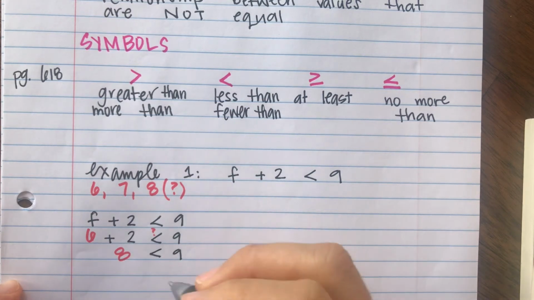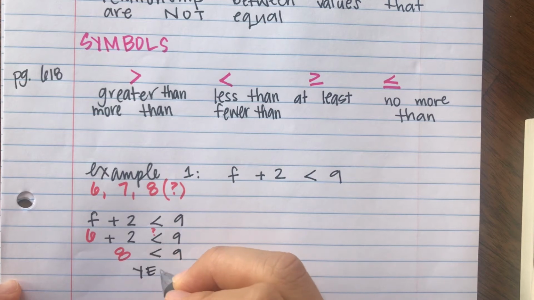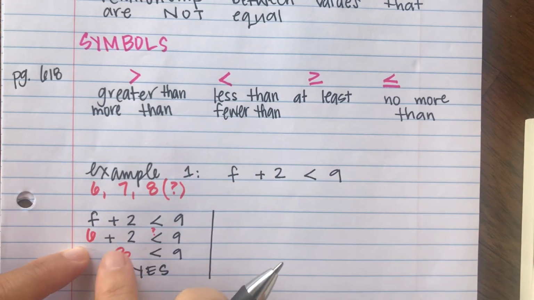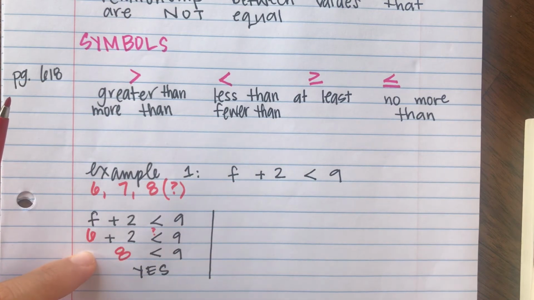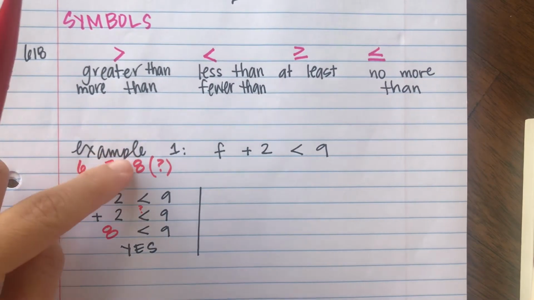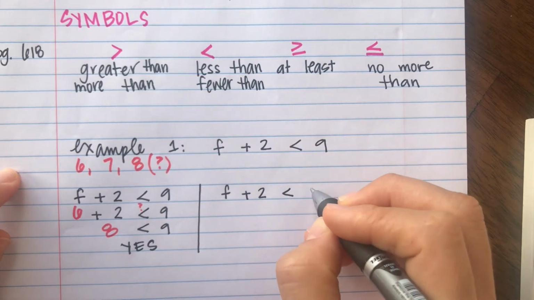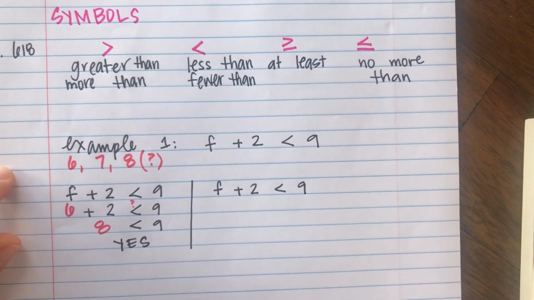Yes. So, yes, 6 can be a value, right? Because when I added 6 plus 2, it gave me 8, and I know that that's less than 9. How about the next one, 7? F plus 2 is less than 9. It has to be less than 9. That's the number of value we're working with.